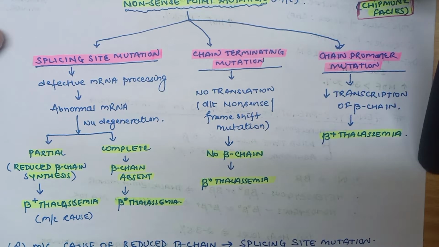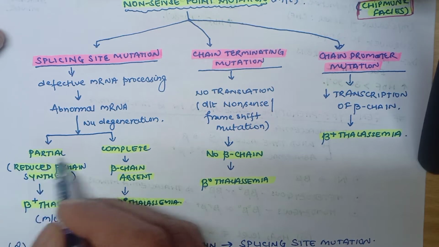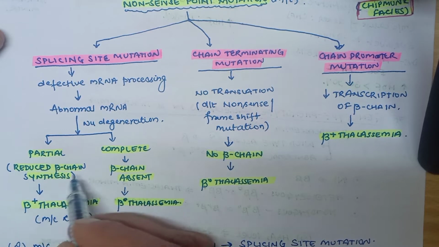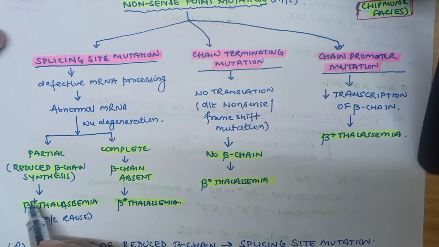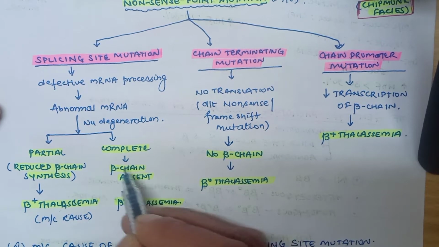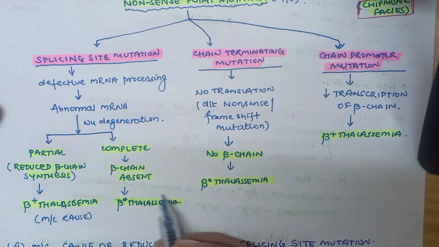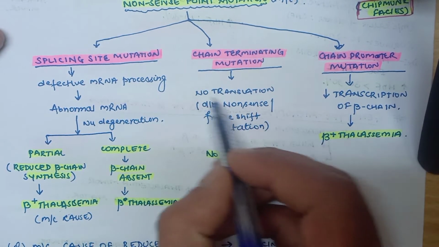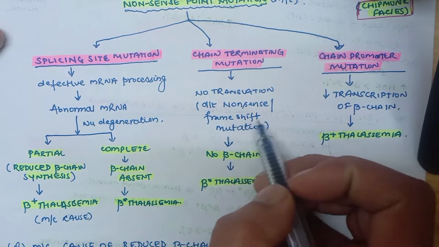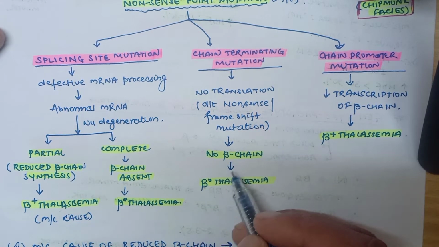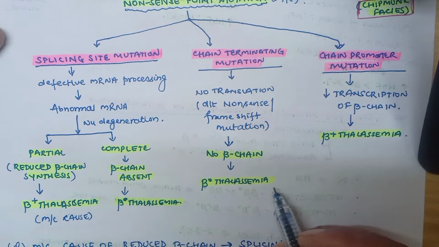In partial, there is reduced beta chain synthesis. This will result in beta plus thalassemia, which is the most common cause of reduced beta chain. In complete type, the beta chain is absent, and this will result in beta 0 thalassemia. Now coming to chain terminating mutation, there is no translation due to nonsense or frame shift mutation. So there will be no beta chain synthesis, and this will result in beta 0 thalassemia.